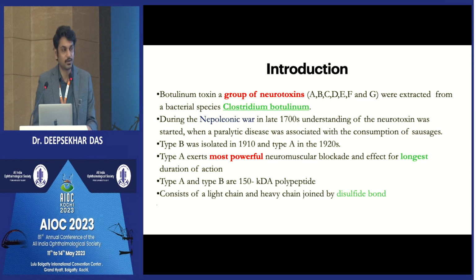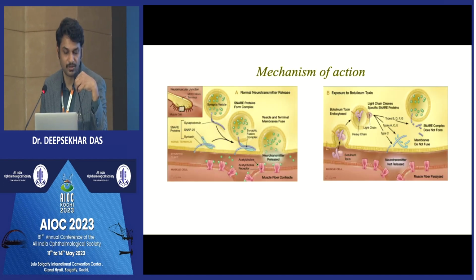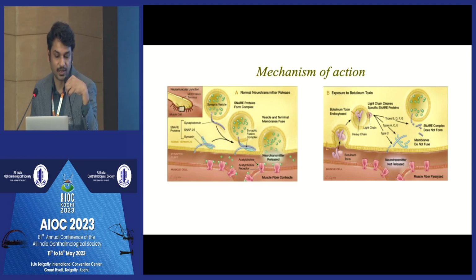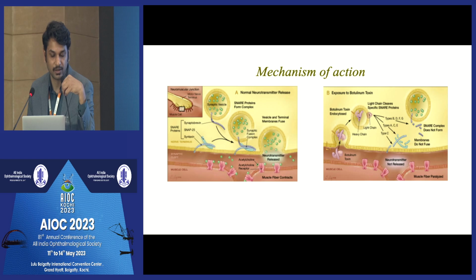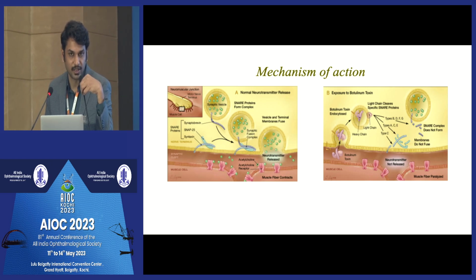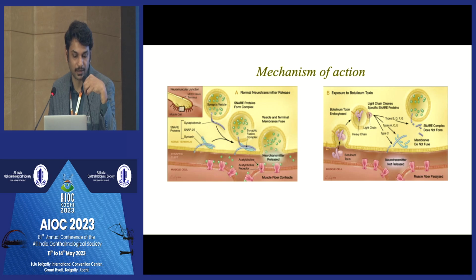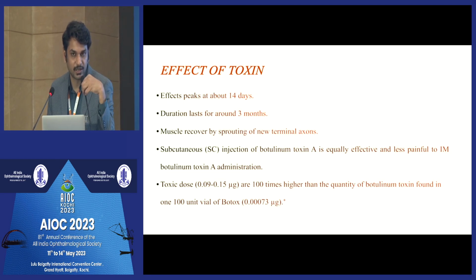So, brief overview, botulinum is a neurotoxin obtained from Clostridium botulinum, and it is a powerful neuromuscular blocking agent, and its effect lasts up to 3 to 6 months. Its basic mechanism of action is that type A blocks the SNAP25 protein, and type B blocks synaptobrevin, thereby decreasing the effect of acetylcholine, causing flaccid paralysis. You will see the effect within 2 to 3 days, but the effect peaks at 14 days, and the duration lasts for about 3 months. After that, new terminals sprout out and the action restarts.